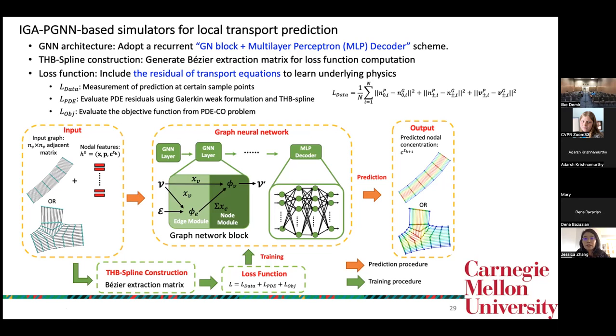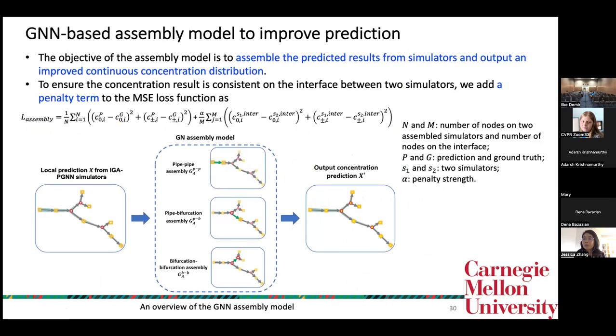So in the following, we also use the recurrence method to give the prediction, improving the accuracy. For the assembly model, we assemble the predicted result from the simulators. To keep the interface between two simulators consistent, we introduce the penalty term into the loss function. This is the second term here.